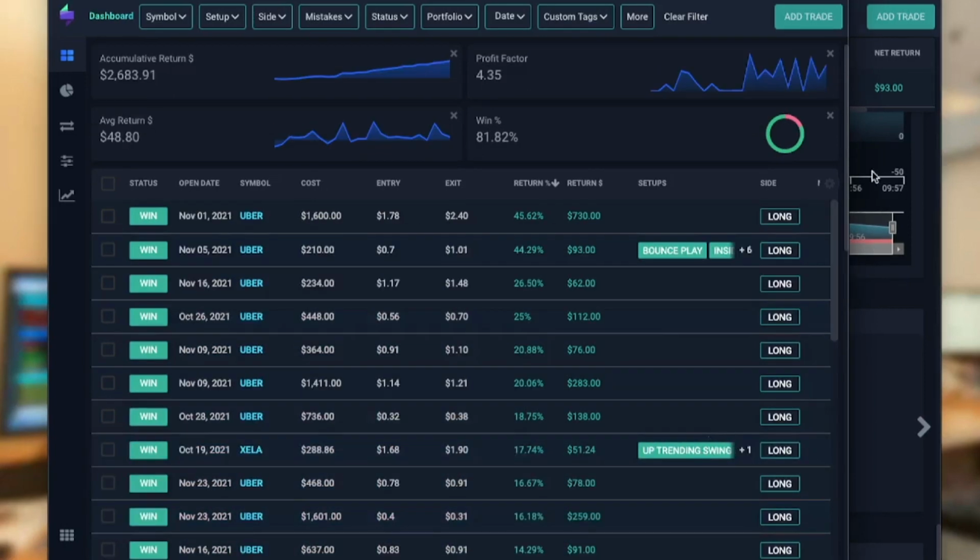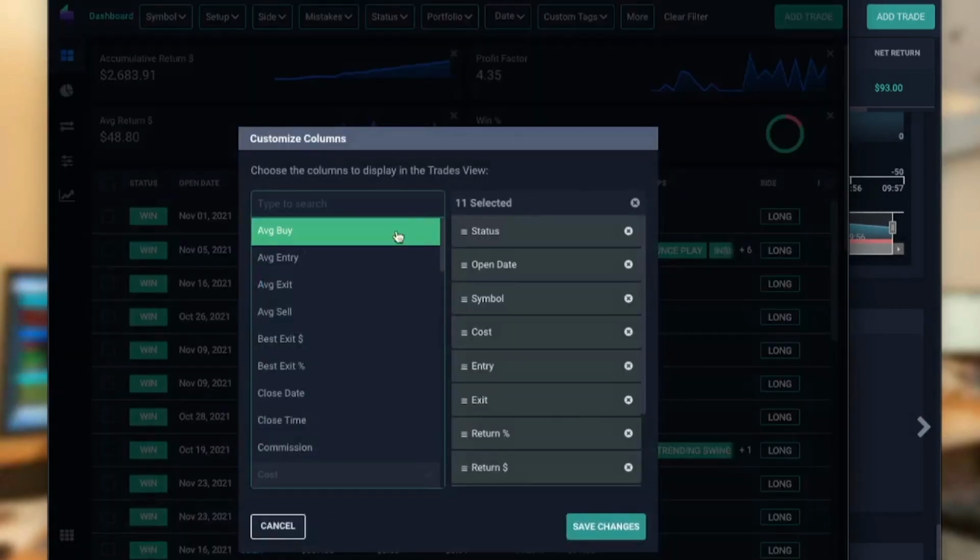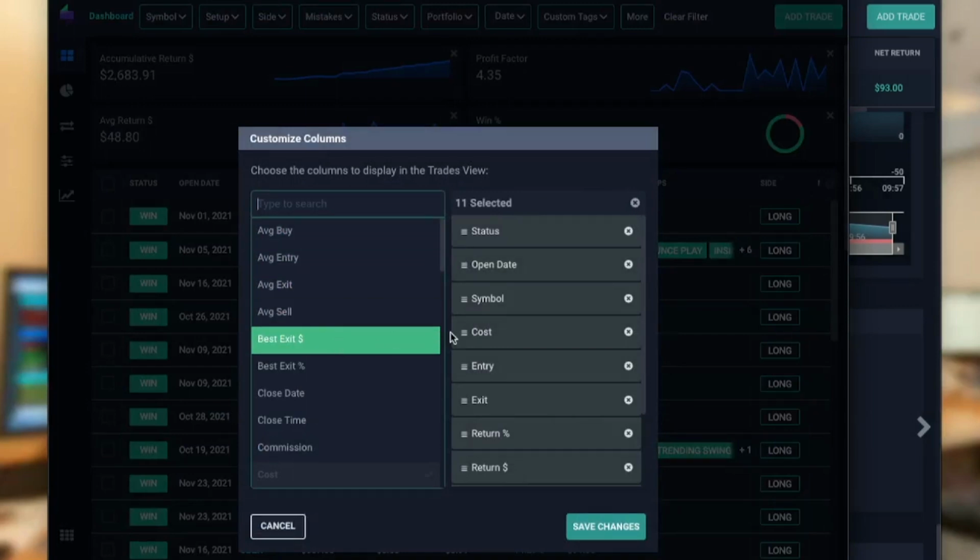I can then go to the settings icon to the right of setups. Here you can add different categories to your main page. You can move them around in whichever order you prefer.